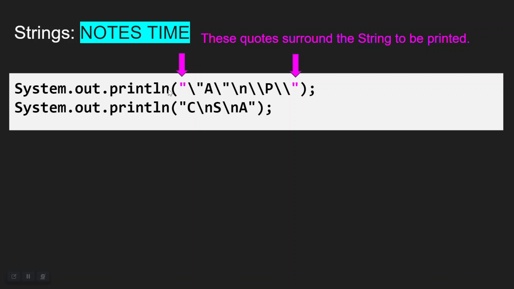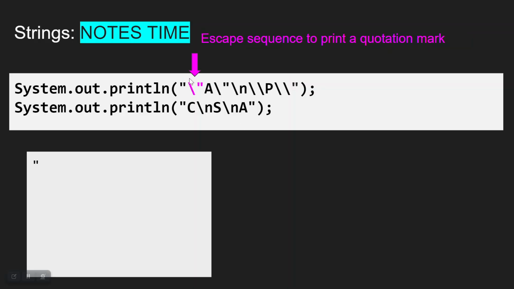First off, we have a print line, and then we're opening our parentheses and quotation mark. Obviously the first double quote and the last double quote are the quotes that surround the string to be printed. So that's how it starts. Next, Java sees \", which is the escape sequence to print a quotation mark. The \ tells Java that this quote is not the partner for the opening quotation mark. It tells it to just print it like a normal character.